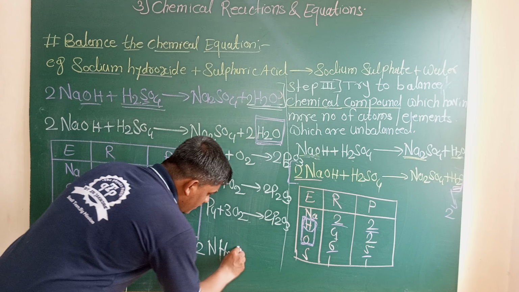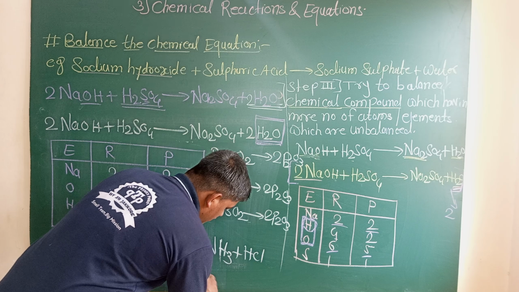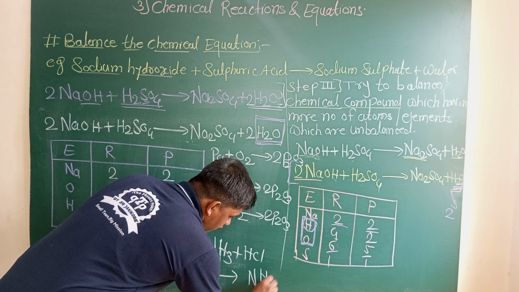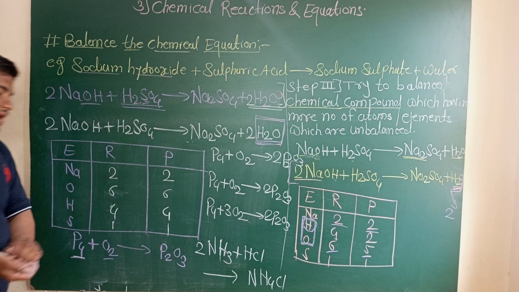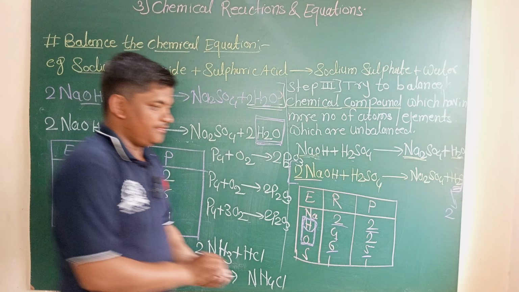Now, for homework, you must balance these chemical equations: 2NH3 reacts with HCl gives NH4Cl. Balance this chemical equation.